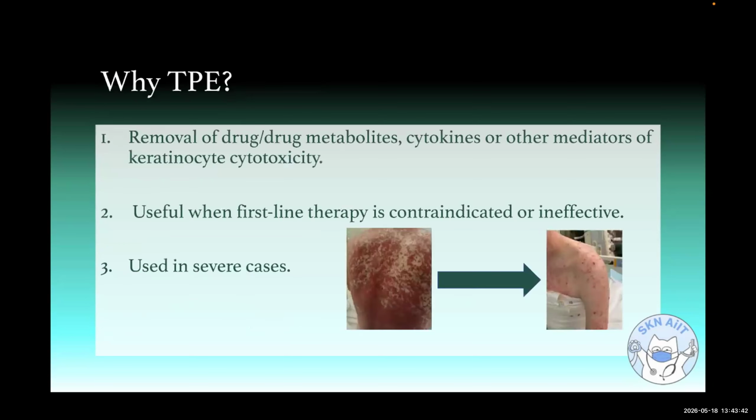used in this case. So why did we use plasmapheresis? In our hospital and collaborating centers, doctors value plasmapheresis for three main reasons. First of all, it enables the removal of toxic metabolites and cytokines, thereby targeting the disease process itself. Second, it is really useful when the first line therapy is ineffective or just can't be used. And it is used in severe cases like ours. And our case shows that the therapy was both effective and successful.